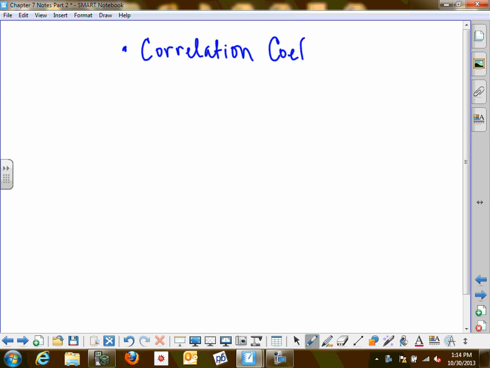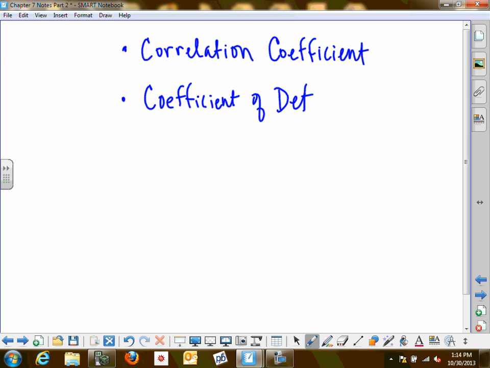So you'll see that first on your notes. We will learn what that is, how to interpret it, what that means, when you can use it, when you cannot use it. We'll also be talking about this thing called coefficient of determination. What that is, when you use it, what that means. And you see, those two words are very similar.